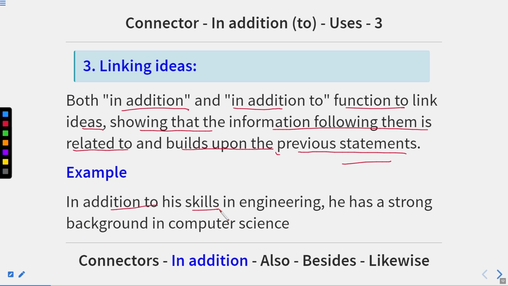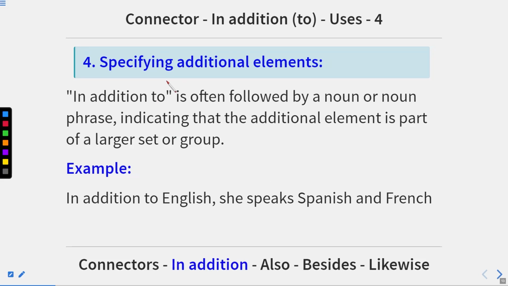Now, in addition to his skills in engineering, he has a strong background in computer science. We can make this sentence with the help of "in addition" as well, though the structure of the sentence would change, but the sentence will be correct. Now, specifying additional elements. "In addition to" is often followed by a noun or noun phrase. Whenever we have "in addition to", after that we generally have a noun or a noun phrase.